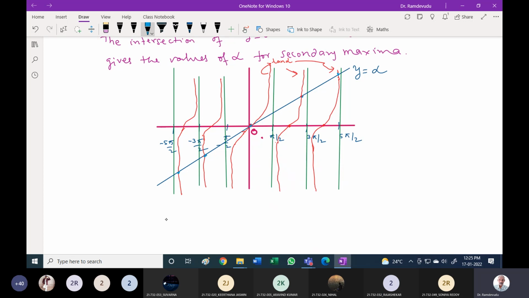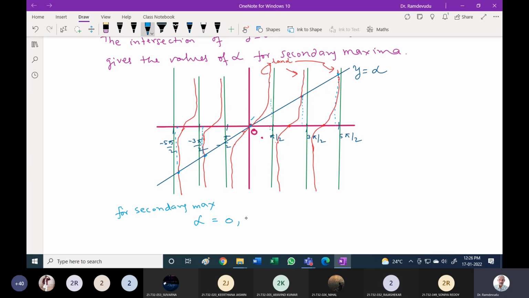Hence, we say that alpha takes values for secondary maxima, where at 0 it exactly coincides. It is there, but it is not exactly at 5π/2, because if I see this curve, it is not exactly at 5π/2. So this is also not exactly at 3π/2, and this is also not exactly at 5π/2.